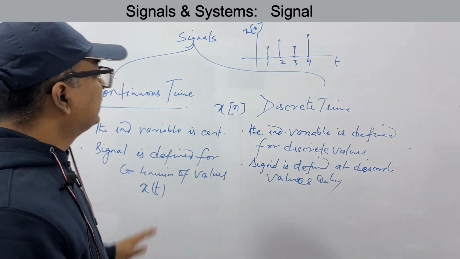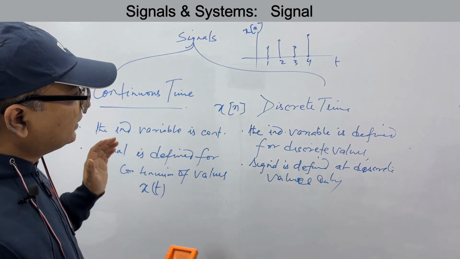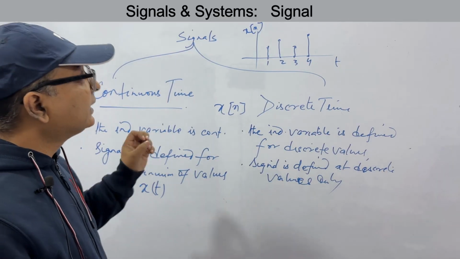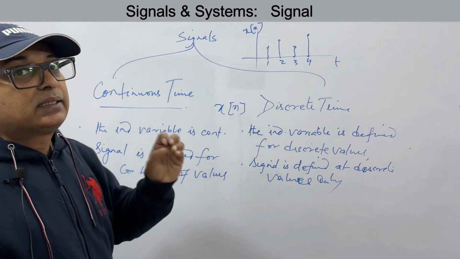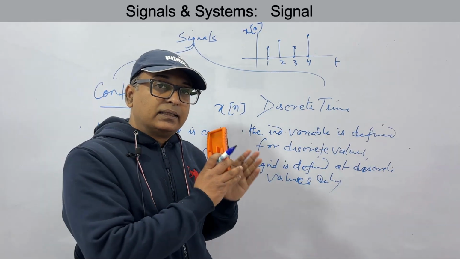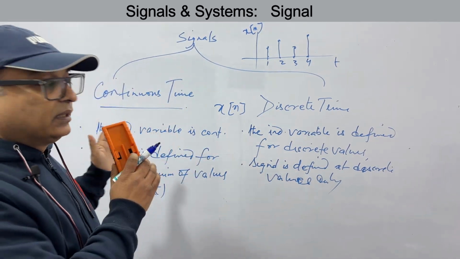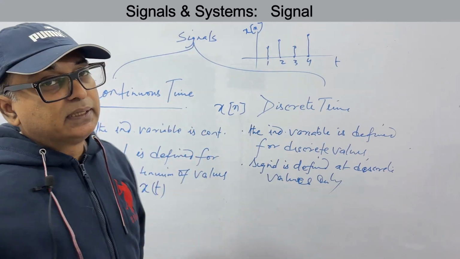This is discrete time. So this is continuous time, this is discrete time. This is the first basic understanding of signals when we are talking of signals and systems: that signals are defined as either continuous or discrete, and based on that we have systems. We have continuous systems and we have discrete systems.